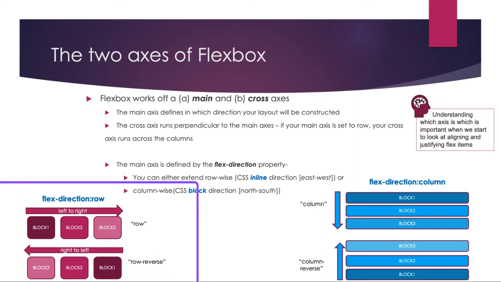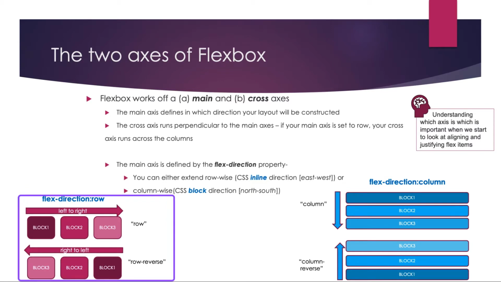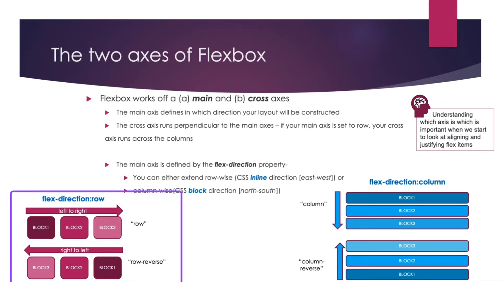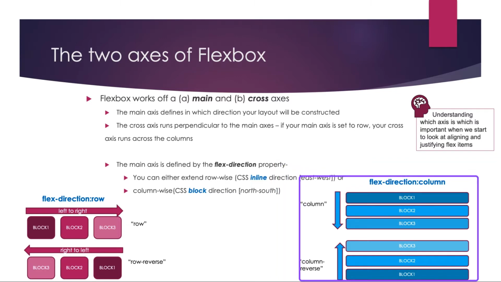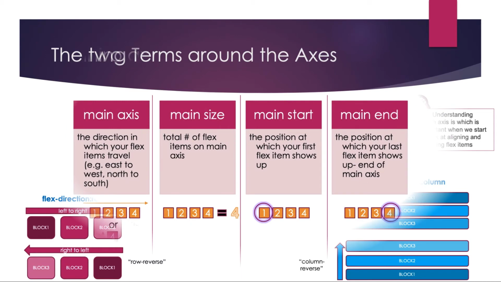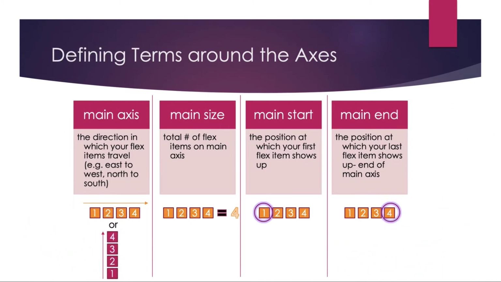So if you look here, I have two depictions. On the left-hand side, I have flow direction row. So that's left to right, right to left. The values for flex direction would be row or row reverse. And then on the right-hand side here, we have column. And the values there would be column or column reverse. Okay, stay with me. Don't get bored while we continue to define our terms. We'll jump into code in just a minute.